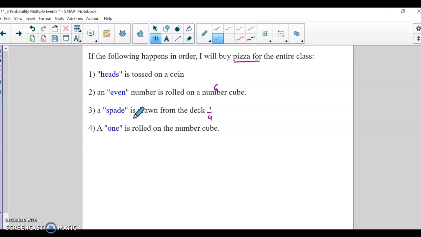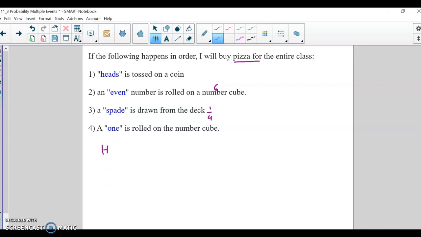We normally do it in class, but this is a good example of multiple events, right? Because we want all of these things to happen. I want one and two and three and four all to happen. Maybe you can intuitively make sense of this. I would pause the video here and see if you can figure out the probability. Or maybe just figure out, is there a good chance it's going to happen, or not a good chance? What do you think?